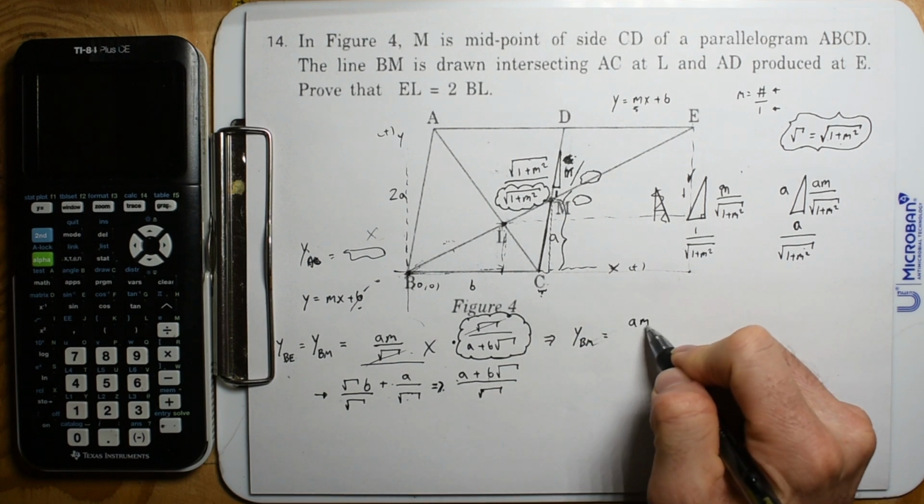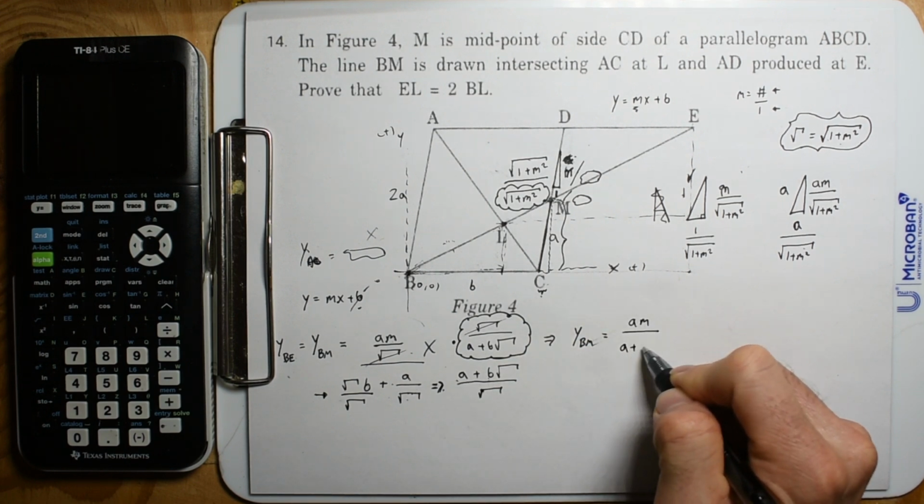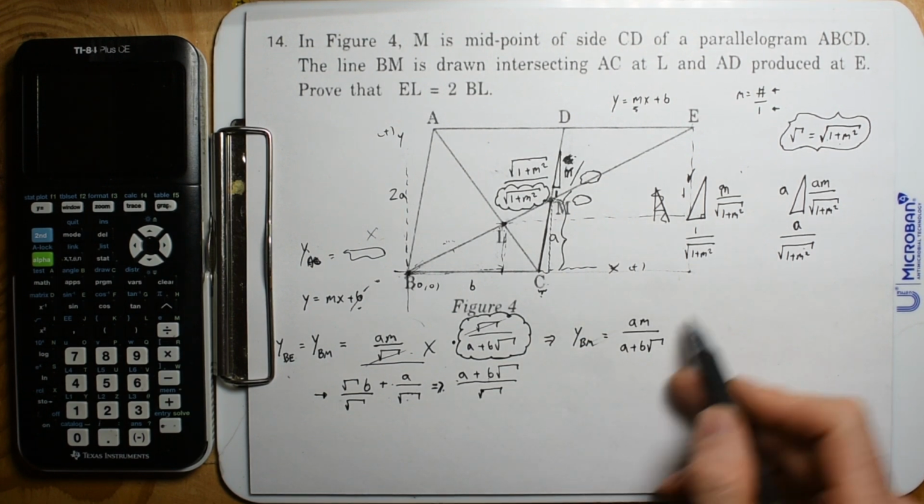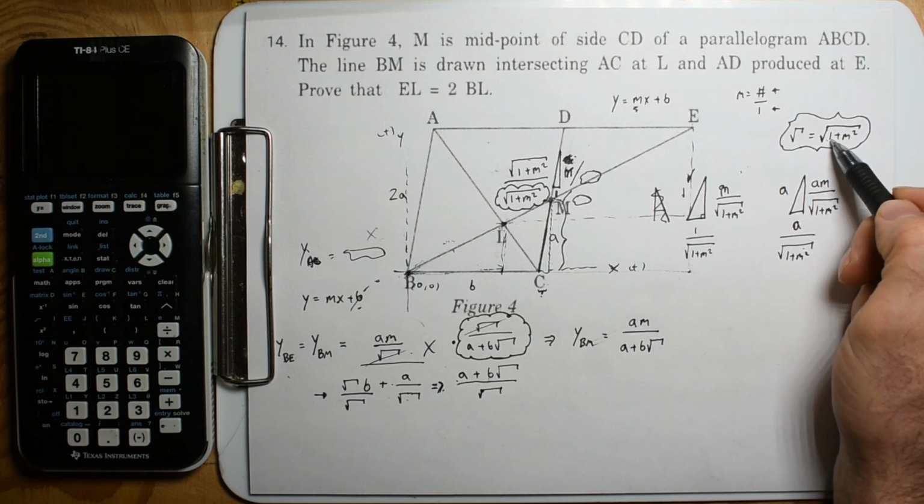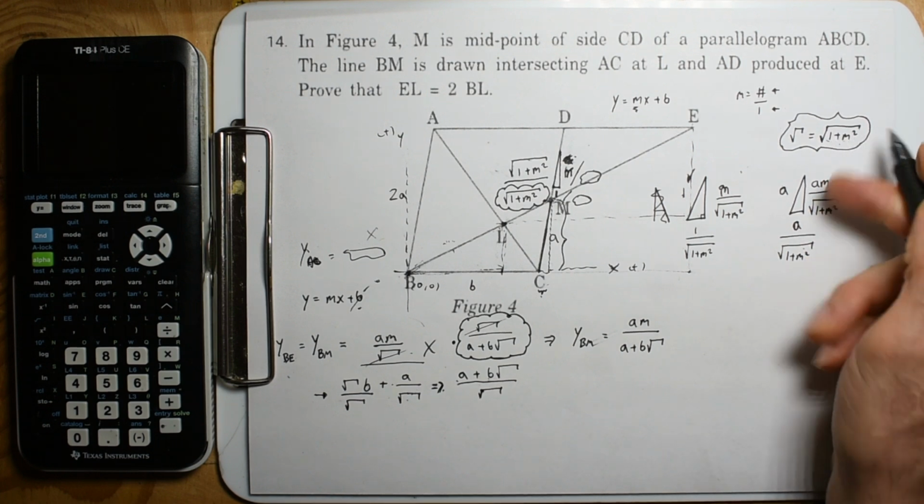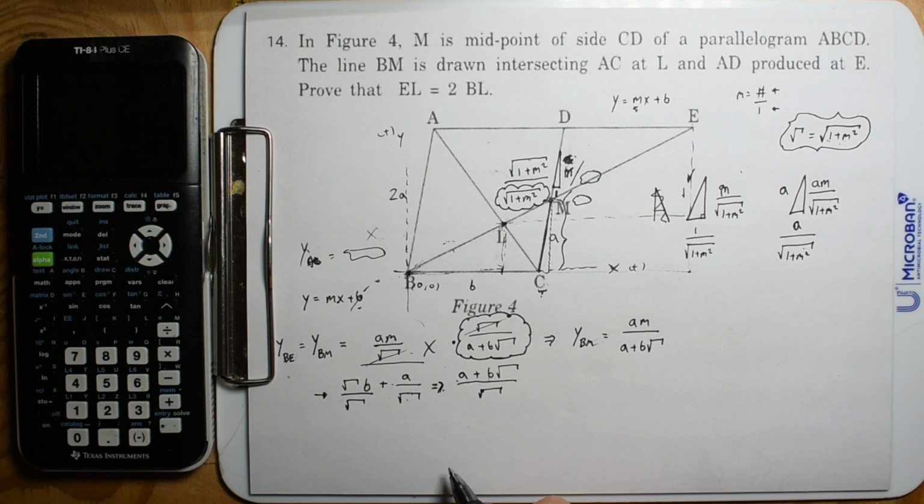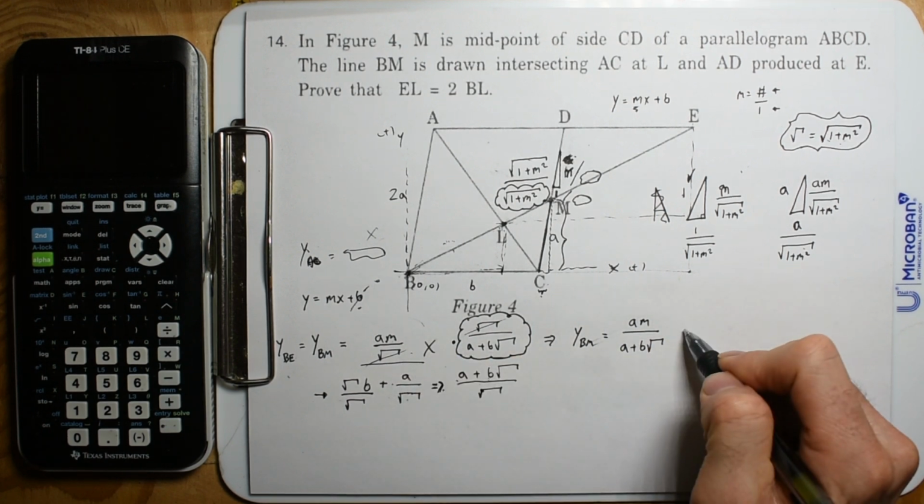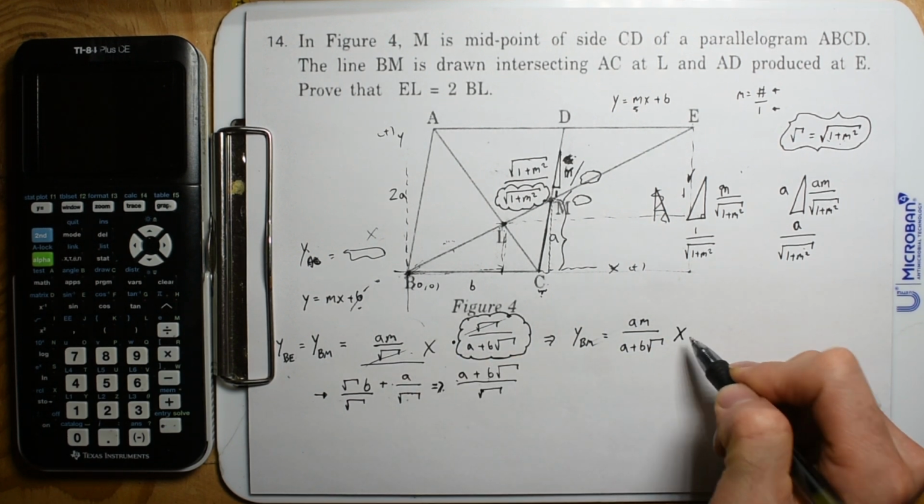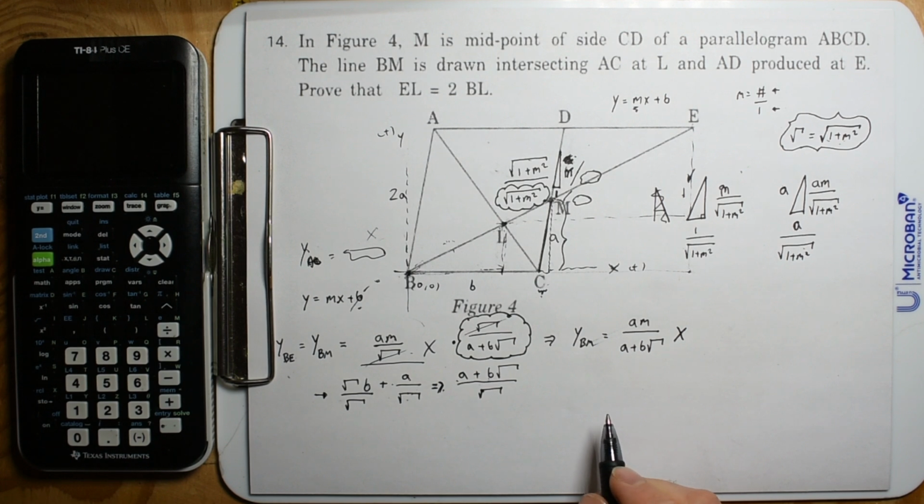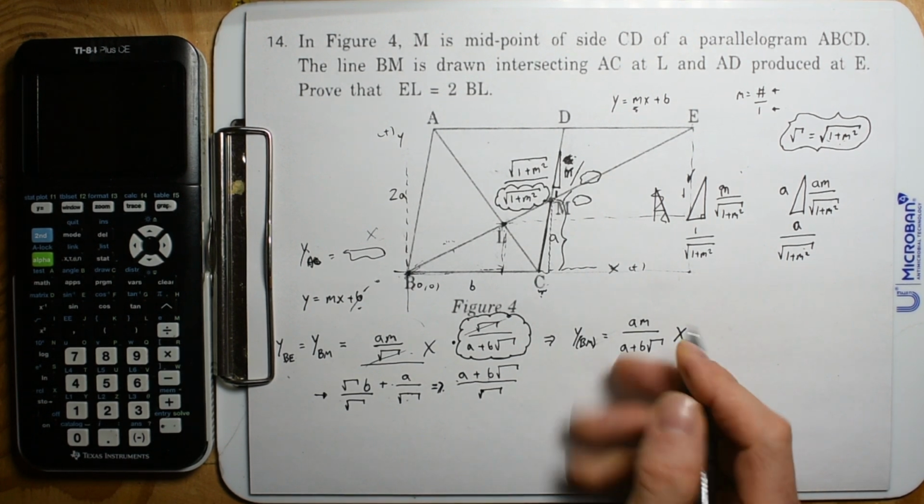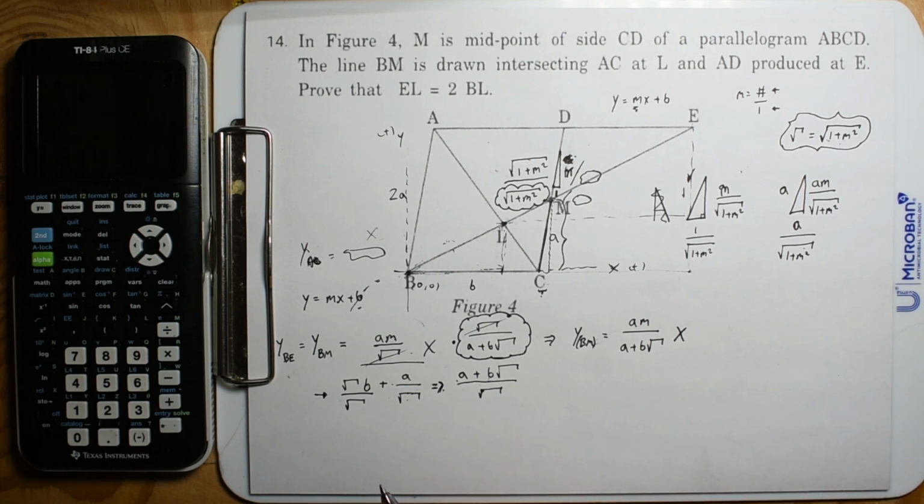Alright, so now the equation for this line is going to be y equals am divided by a plus b square root. And again, square root of 1 plus m squared, I'll say it a few more times. I just don't want to write it. Alright, and I'm forgetting my x term, so this is x. And this is just kind of a subscript. I'm not going to put the subscript on the x. Alright, cool, so that's that line.